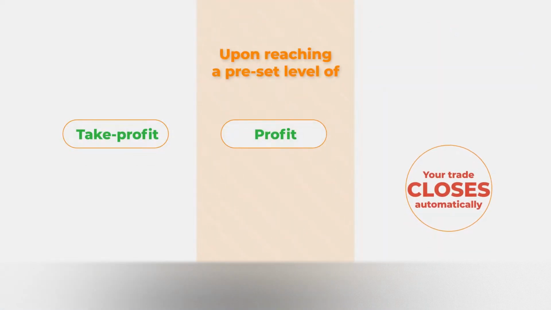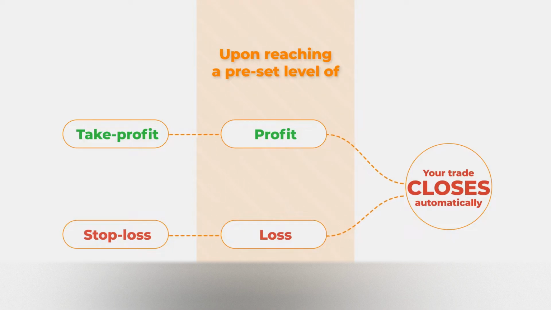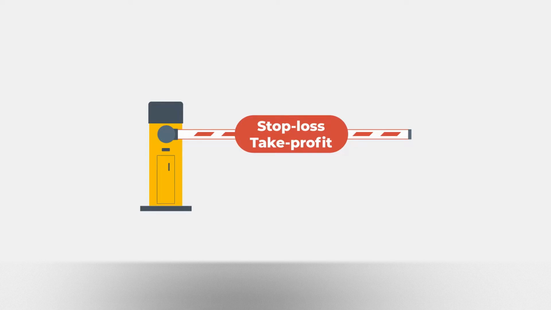A take-profit is a type of order that closes positions automatically once a preset level of profit is reached. A stop-loss is a type of order that closes positions automatically once a designated level of loss is achieved. Stop-loss and take-profit orders perform the function of automatic barriers. Here is how they work.